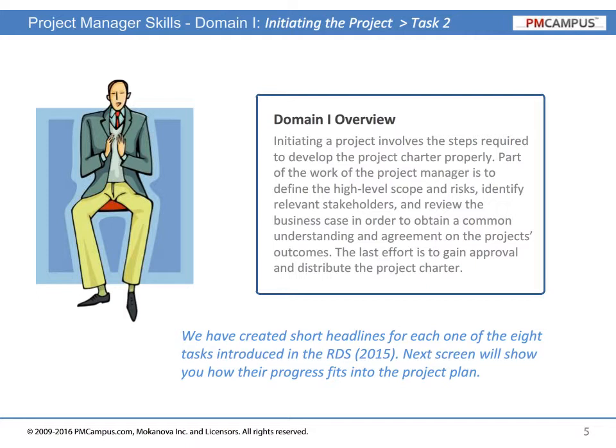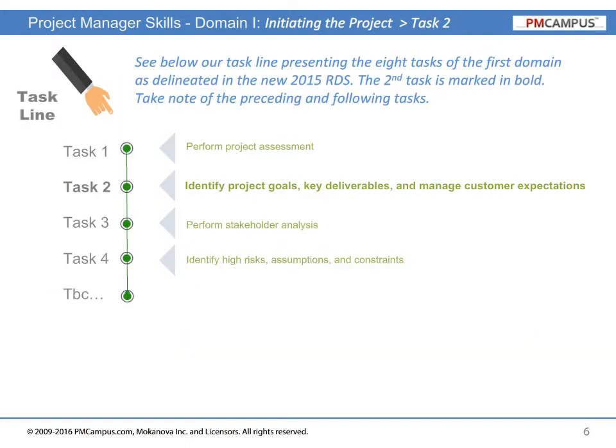We have created short headlines for each one of the 8 tasks introduced in the RDS 2015. The next screen will show you how their progress fits into the project plan. See below our task line presenting the 8 tasks of the first domain as delineated in the new 2015 RDS. The second task is marked in bold. Take note of the preceding and following tasks.